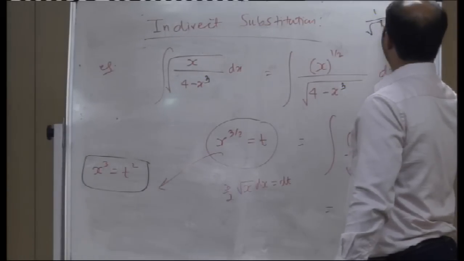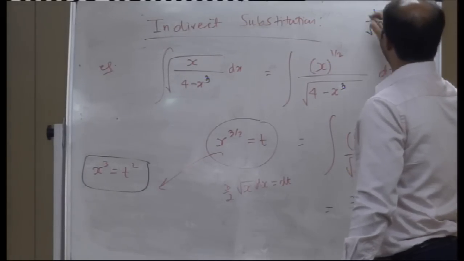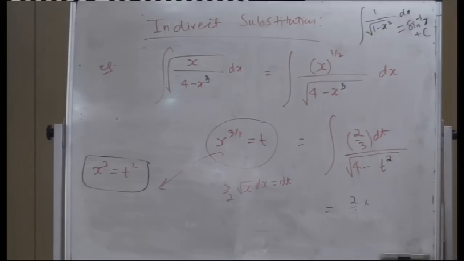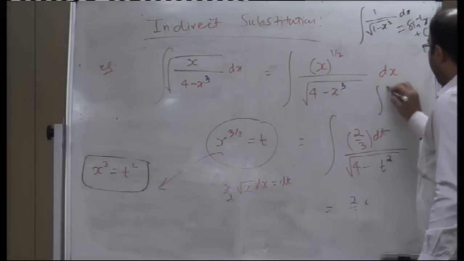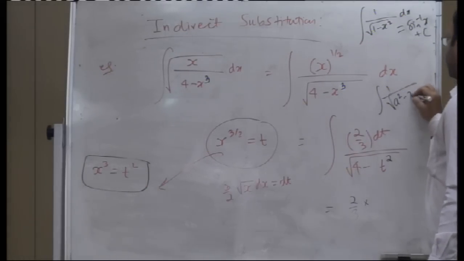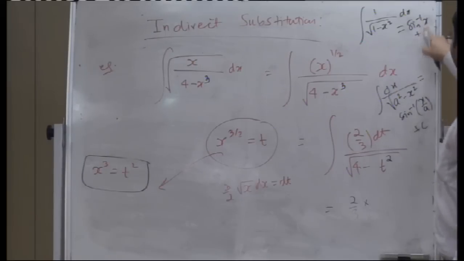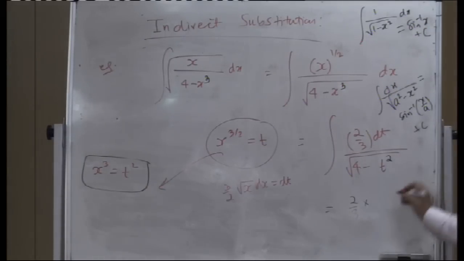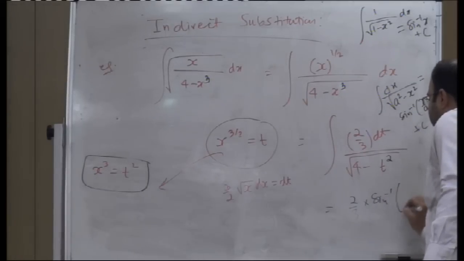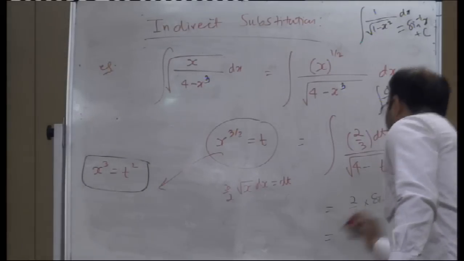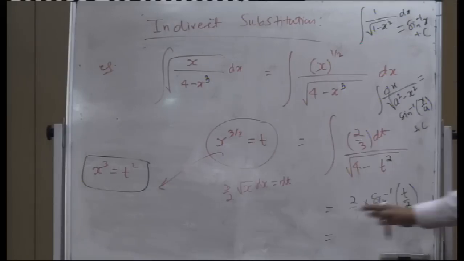The integral of 1 by root over 1 minus x square dx is actually sine inverse x plus c. There is a formula: 1 by root over a square minus x square is equal to sine inverse x by a plus c. So instead of x, there is x by a. So here you will write sine inverse t by 2. So this would become 2 by 3, and then t you can put as x to the power 3 by 2 and get the answer.